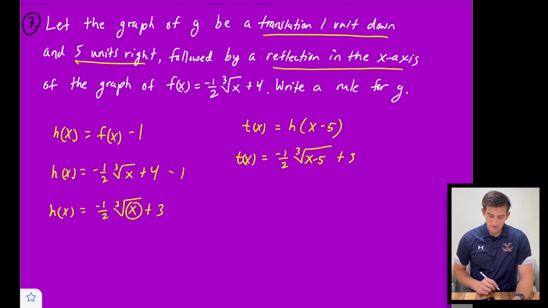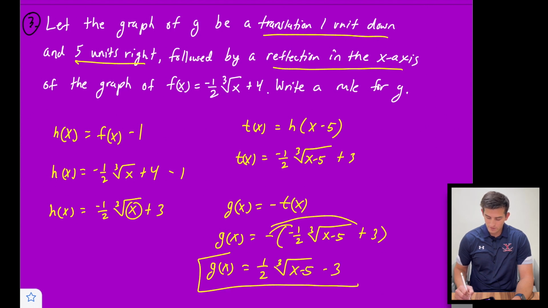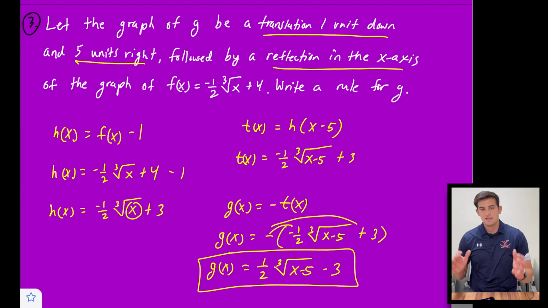And our last thing we need to do is our reflection in the x-axis. So we'll get back to g of x here finally. And so g of x is just the opposite of t of x. So we could say g of x is equal to the opposite of negative 1/2 times the cube root of x minus 5 plus 3. So our final rule for g would be g of x equals, we're going to distribute this negative, so that would be 1/2 times the cube root of x minus 5, and then minus 3, okay? And that would be our final rule for g, and that is how we can write some transformations of radical functions.